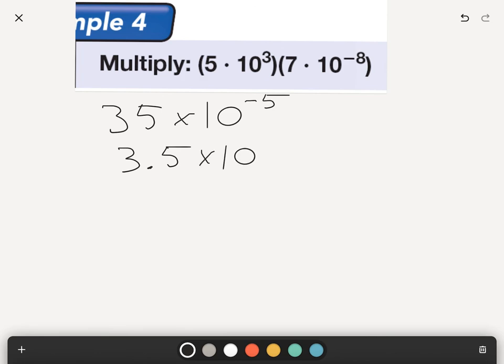And remember, this means I'm dividing by 10 five times, right? So, am I going to need to divide by 10 one more time or one less time in order for this to be an equal number? I mean, I'll let you have another try. One less time. Yes. Perfect.